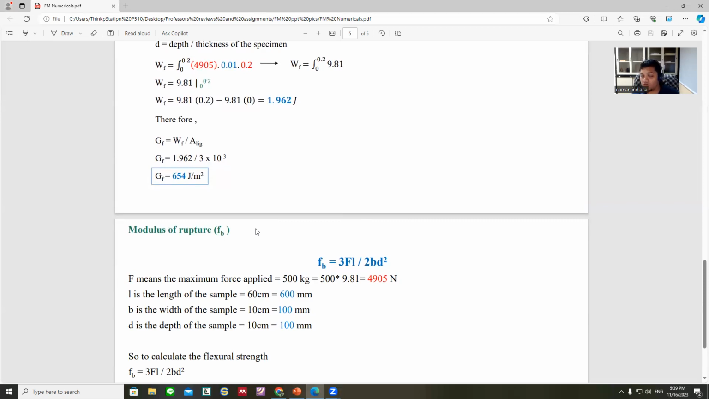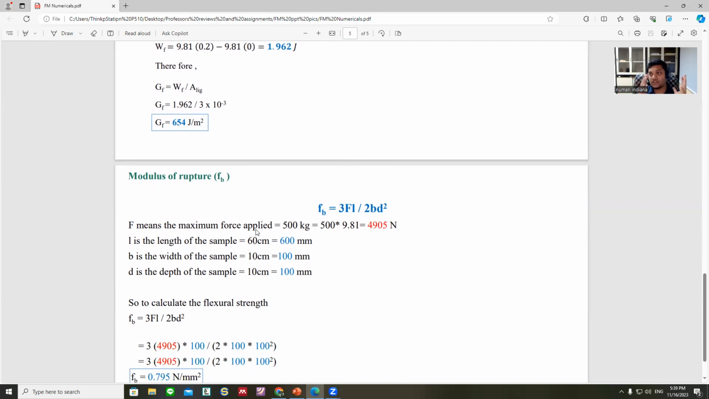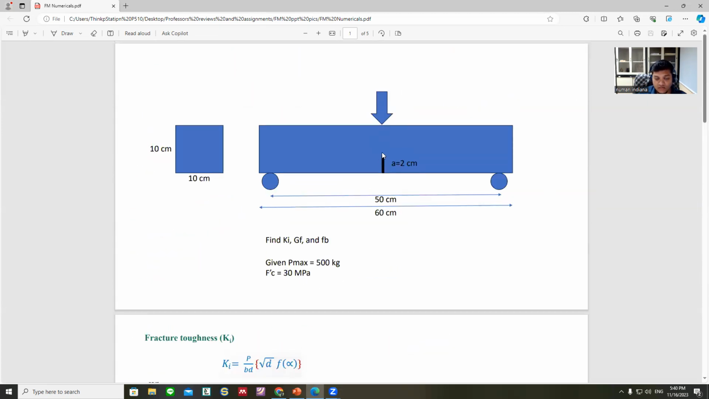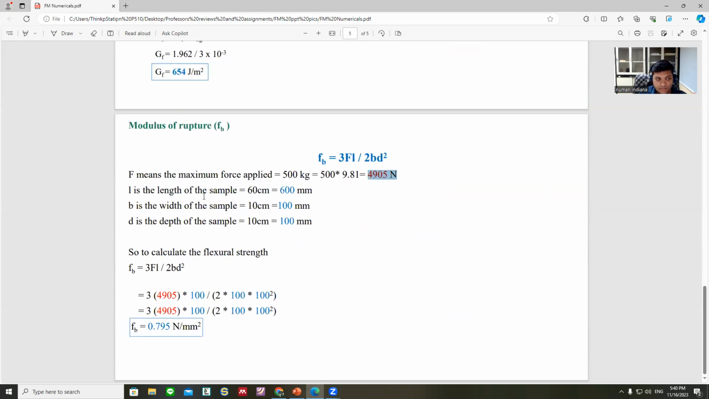The modulus of rupture or the flexural strength is calculated after the breaking of the specimen, after reaching the maximum load and the specimen breaking. So that force we take. So this is the maximum load. Consider, for example, this is the maximum load in this specimen, and L is the length of the sample, B is the width of the sample, D is the depth. Just keep it the same, because the strength should be in megapascal or Newton per mm square. So keep the units in mm.